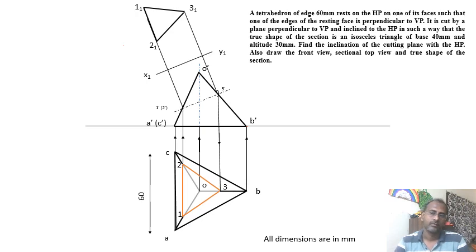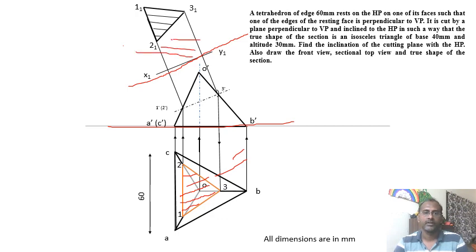Another important thing is we have to hatch the true shape as well as the sectional top view. Hatching I have made in the true shape. You also have to do hatching in the sectional top view like this. Okay, how do you do hatching? With respect to the reference line, we should make 45-degree lines. In this case, in the true shape, this is the reference line. So with respect to the reference line, I have made the 45-degree lines here. Okay, so this is it.